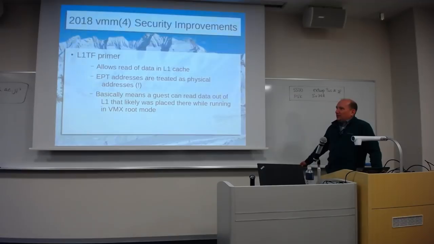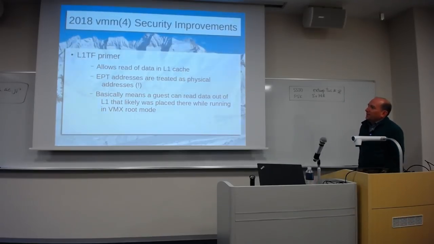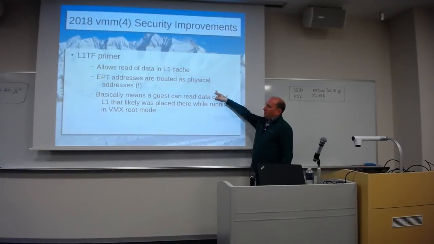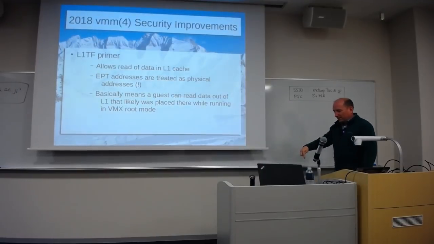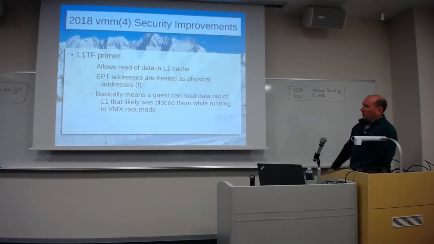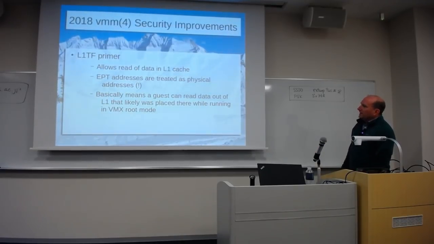The L1 terminal fault vulnerability, or bug in the CPU, allows a reading of the data that's in L1, the L1 cache. Now, that in and of itself is not good, because if I just said it allows the read of data in the L1 cache from any context, that would be bad. But this next piece is really bad. The processor treats EPT addresses as real addresses. So if I'm a guest VM, I can program a physical address into my table and read basically anything I want from the host. So that's not good.